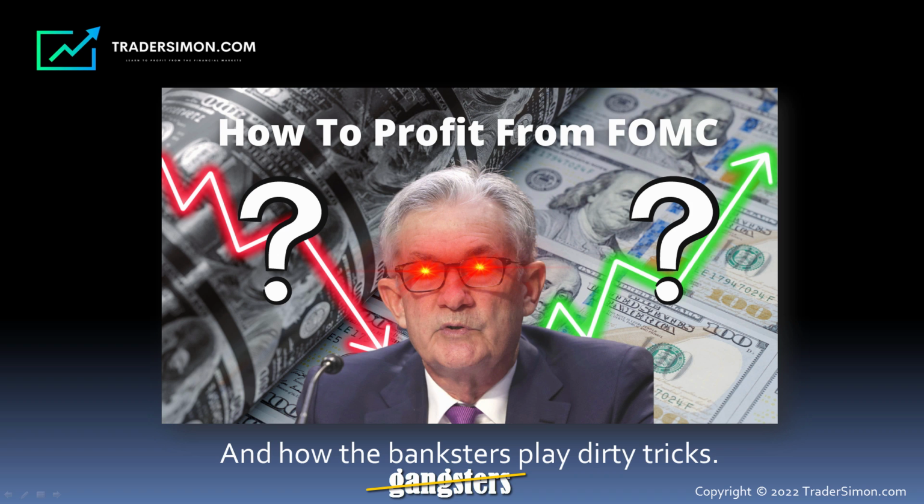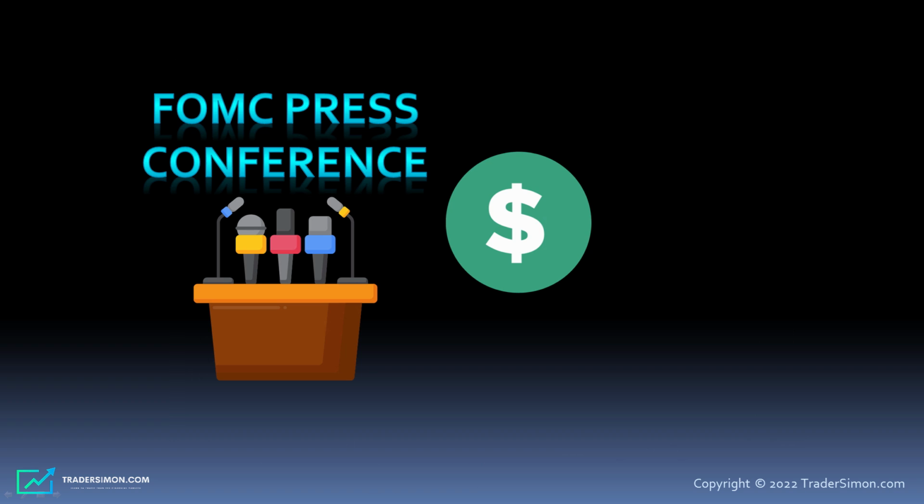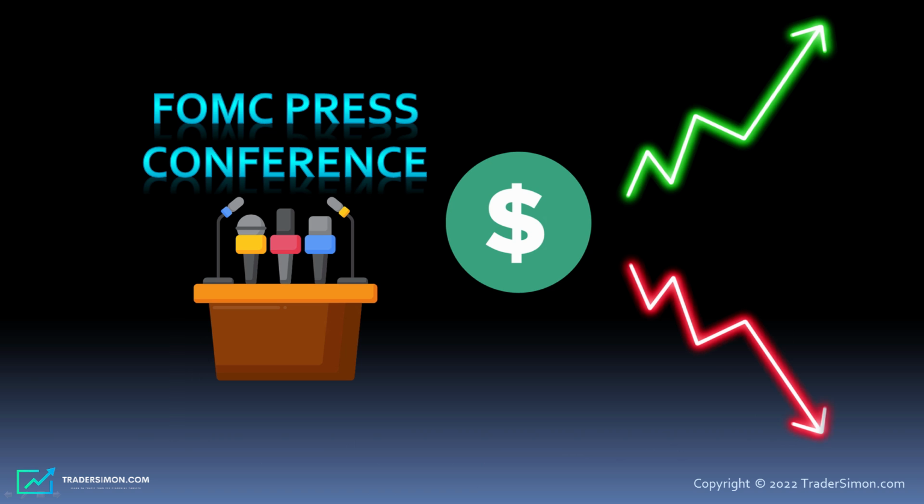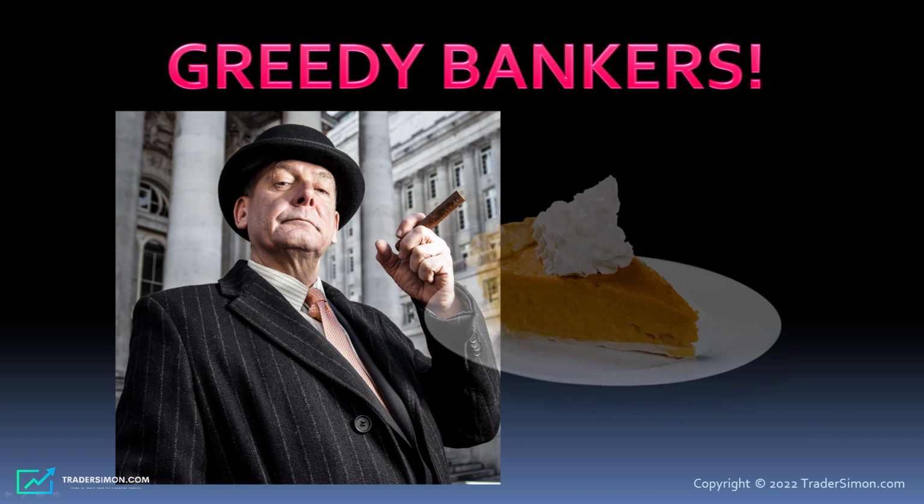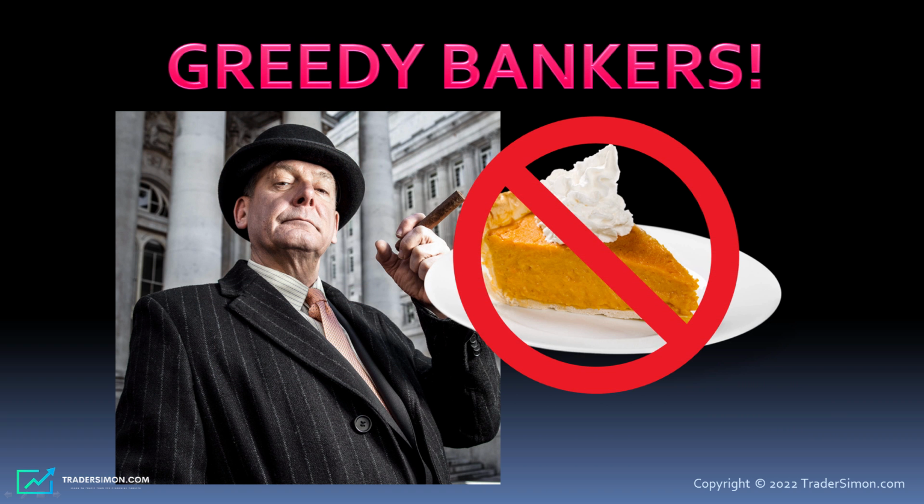In this video, we're going to learn how to profit from the FOMC press conference and how the banksters play dirty tricks on retail traders. The FOMC press conference will often set a long or a short bias for hours or days, but the problem is the greedy bankers don't want you to get a slice of the pie, and they play the same trick almost every time. So what is it that they actually do?